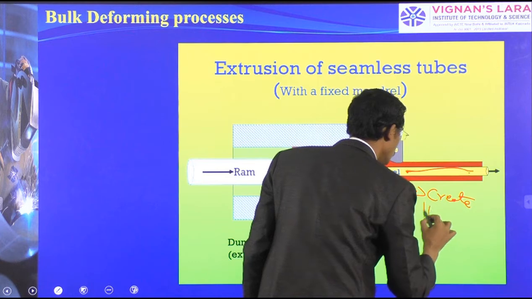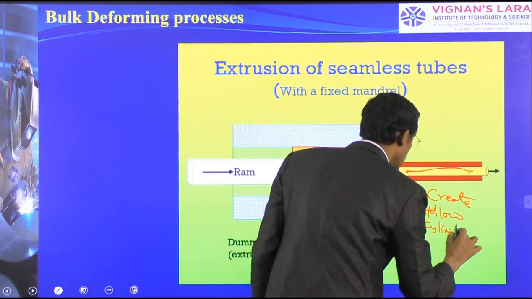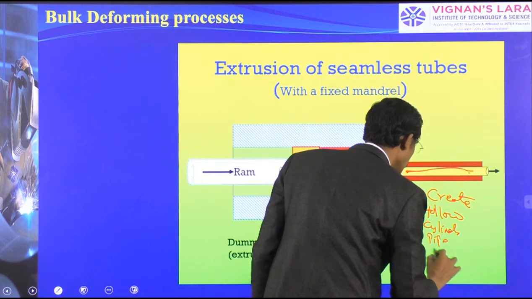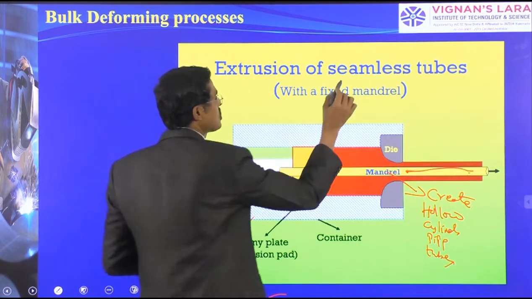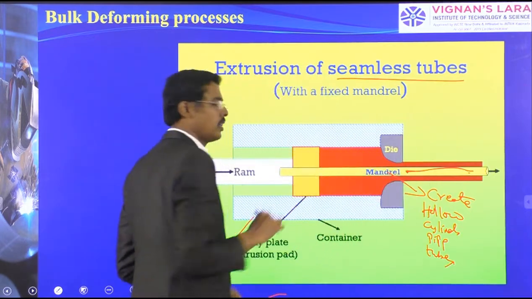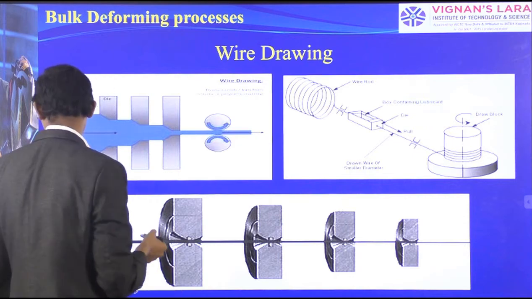to create hollow cylinders or pipes, tubes, or anything. In this way, seamless tubes can be created. Now some of the other methods we have to see.